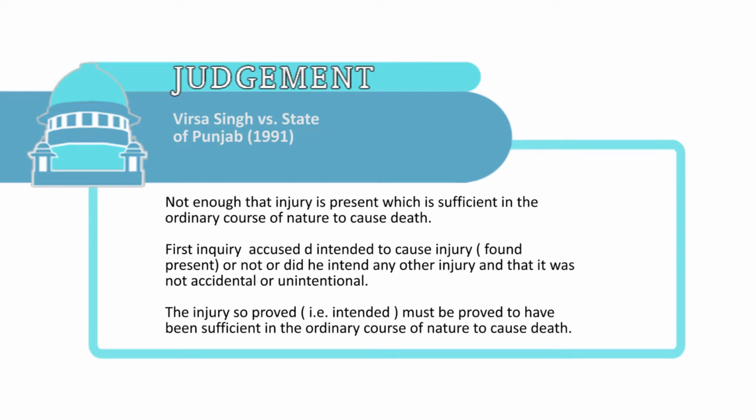Sufficient in the ordinary course of nature to cause death, that is again whether the bodily injury which is present on the body of the victim was sufficient in the ordinary course of nature to cause death. That would again be a very, very objective inquiry. But then there is a subjective inquiry, because it said that the offender intended to inflict that bodily injury. So that means it's a subjective inquiry, that the injury which was inflicted was not accidental. That would have to be done. So my request to you is that you must read Virsa Singh versus State of Punjab to understand the import of 303.